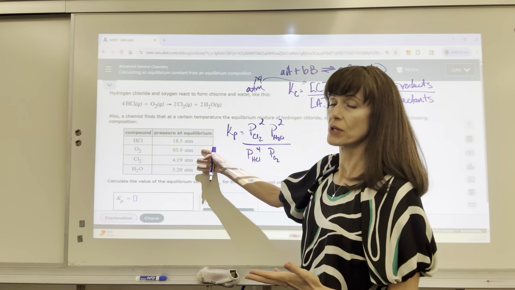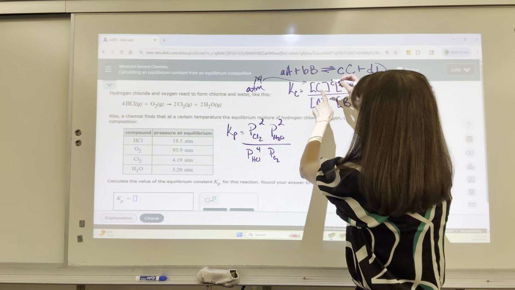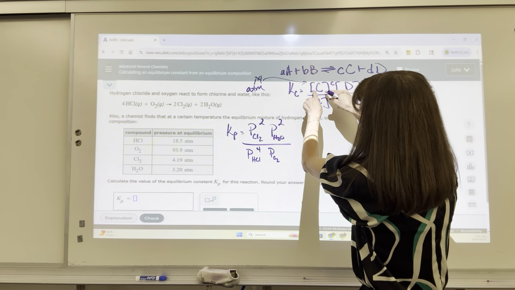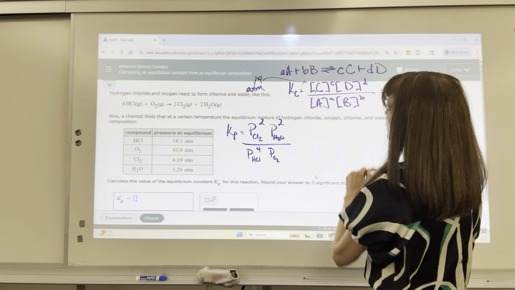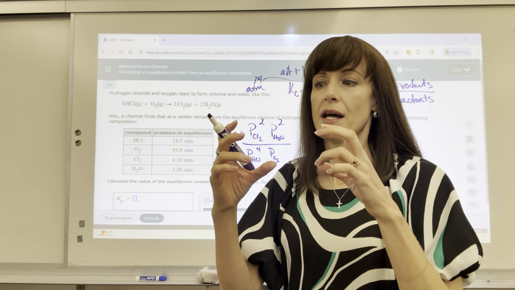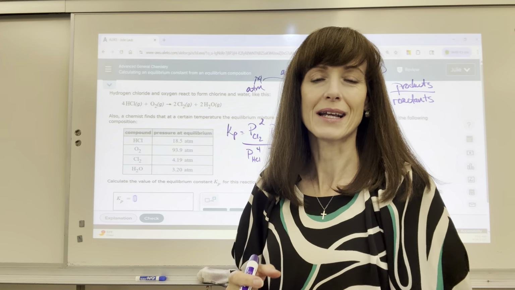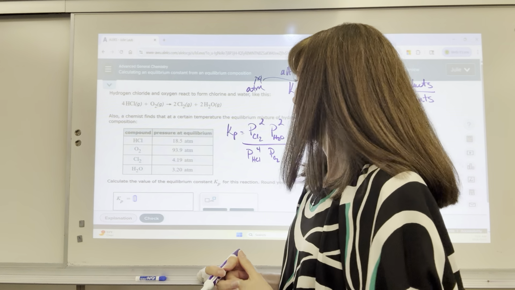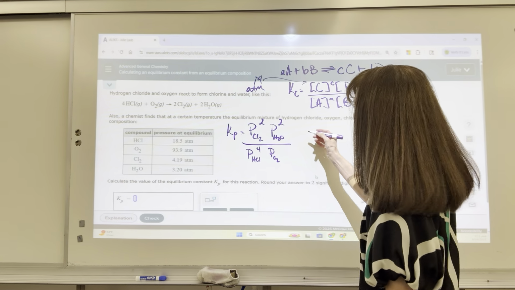Now, if these had been concentrations, if they had given molarity, I simply would have put here the Cl2 in brackets squared times the H2O in brackets squared. I would have just put those molarities, I would have put the compounds in brackets indicating we're using molarity. So you can use both, okay? Now we simply plug in the numbers. Let's see what we get.